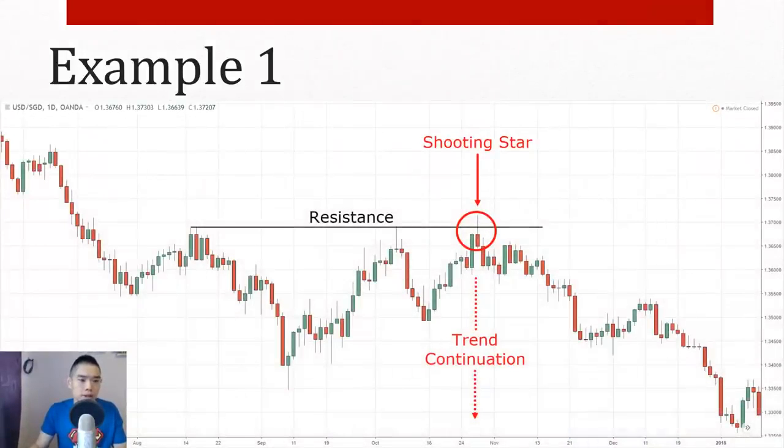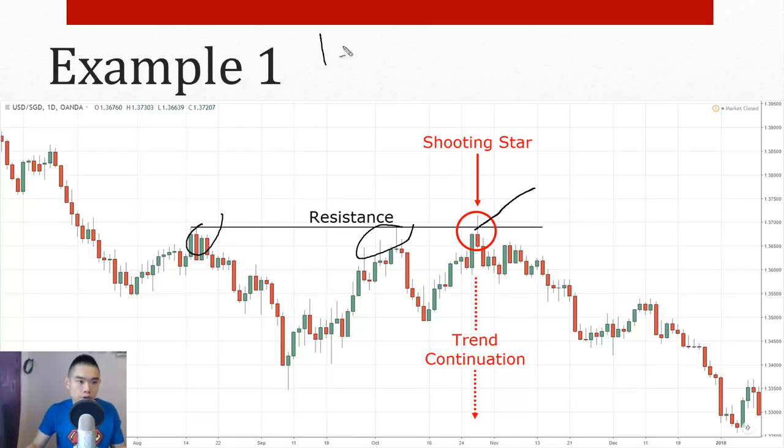Example 1. You can see over here I don't have the 200 MA on the chart, but needless to say, the trend is down, because the market is moving from up to down, so it's a downtrend. Then the price came into this area of resistance, where the price got rejected once, twice, and a third time. And the third time over here, you got this entry trigger.